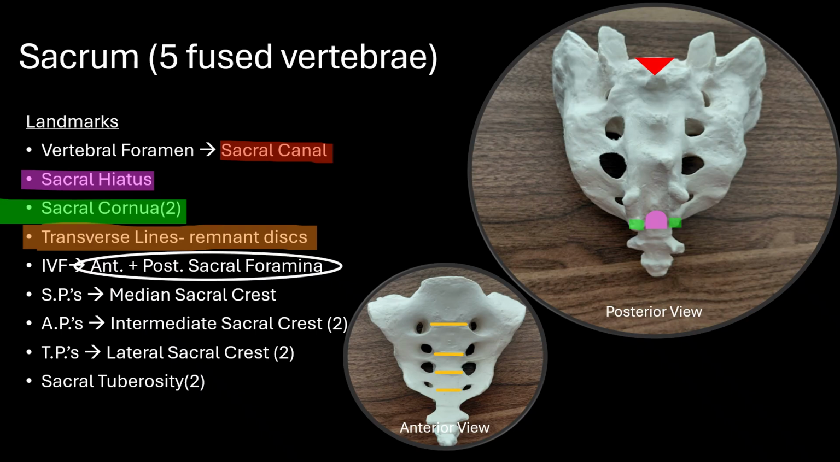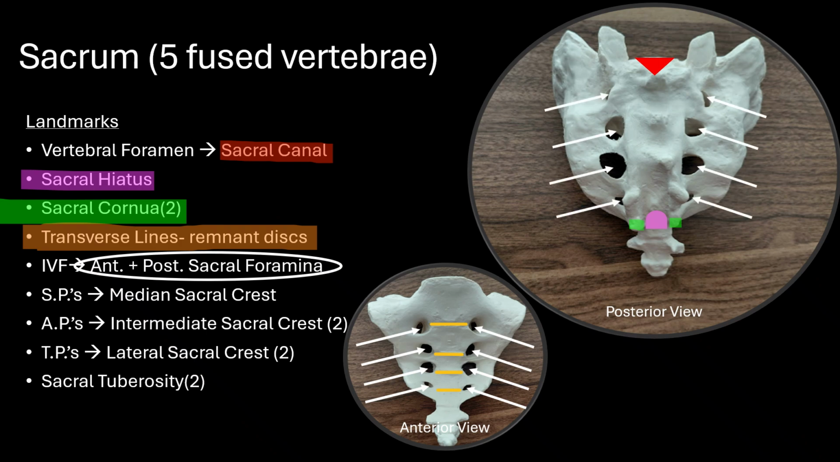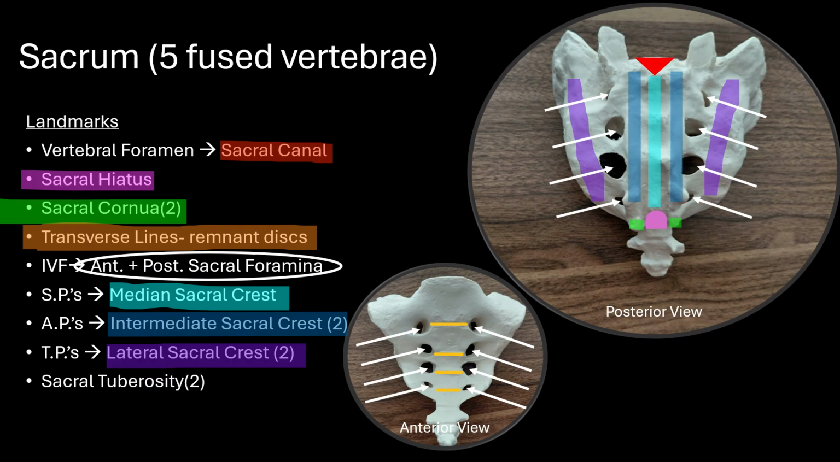Now here the intervertebral foramina, abbreviated IVF, are basically the same thing in the sacrum, but we have to distinguish between the anterior as well as the posterior sacral foramina. These spinous processes are basically all fused together, creating the median sacral crest. Same thing with the articular processes, all fused together, creating the intermediate sacral crests. There's two of them. And the transverse processes, same thing, fused together, creating the lateral sacral crests.